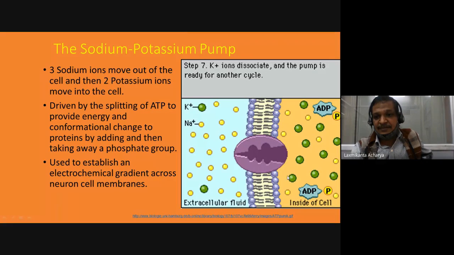Here what will happen, now this side is open, so these ATP molecules will bind here.